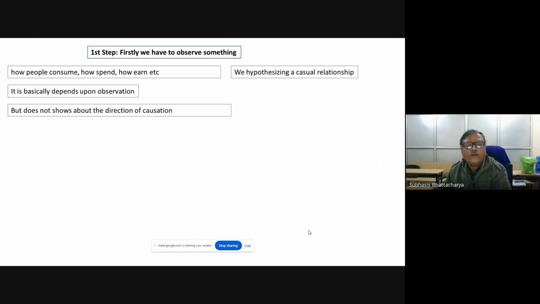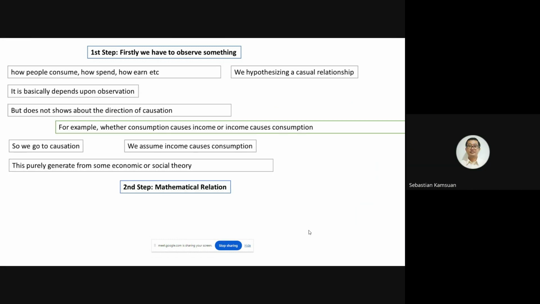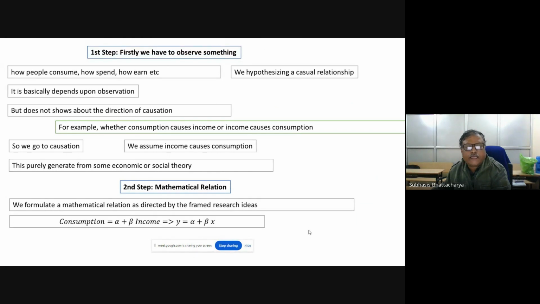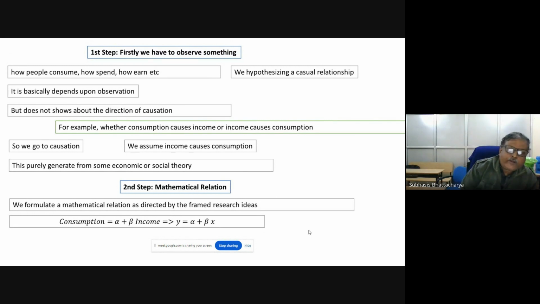Now it has come. Look. Yes, yes. The first step and the second step, the mathematical relation, these are coming, na? Yes, okay.